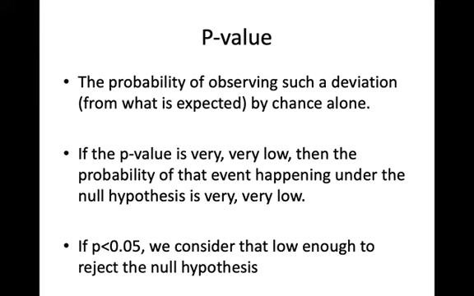Now, this is some sort of feeling that you should get for the p-value. If the p-value is very, very low, then the probability of that event happening under the null hypothesis is also very, very low. And this is somewhat arbitrary, if p is less than 0.05, we consider that low enough to reject the null hypothesis. The null hypothesis is the predicted ratio in this particular case, where it's 3 to 1, which is what we've been working with here. If we get a low probability, that means the deviation is large, the probability is low, and if it's lower than that threshold, we reject the null hypothesis of a 3 to 1 ratio in this case.